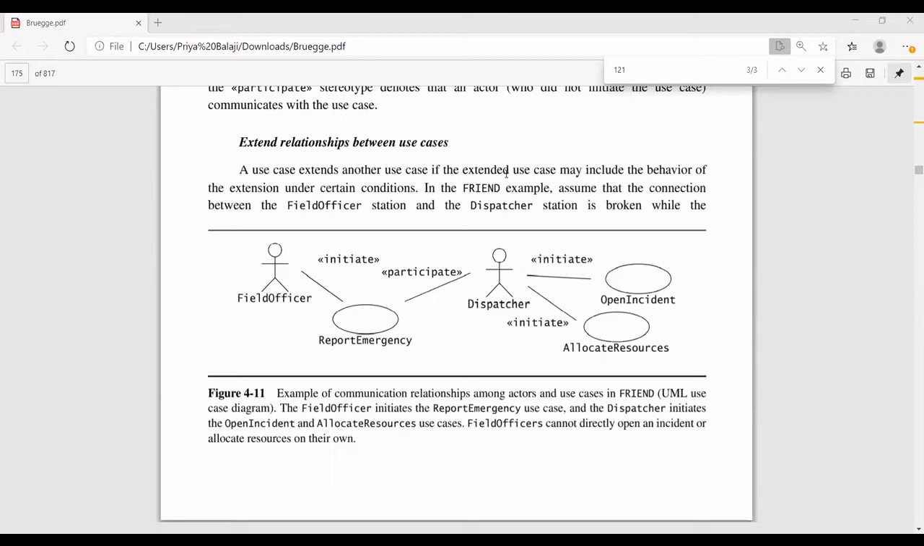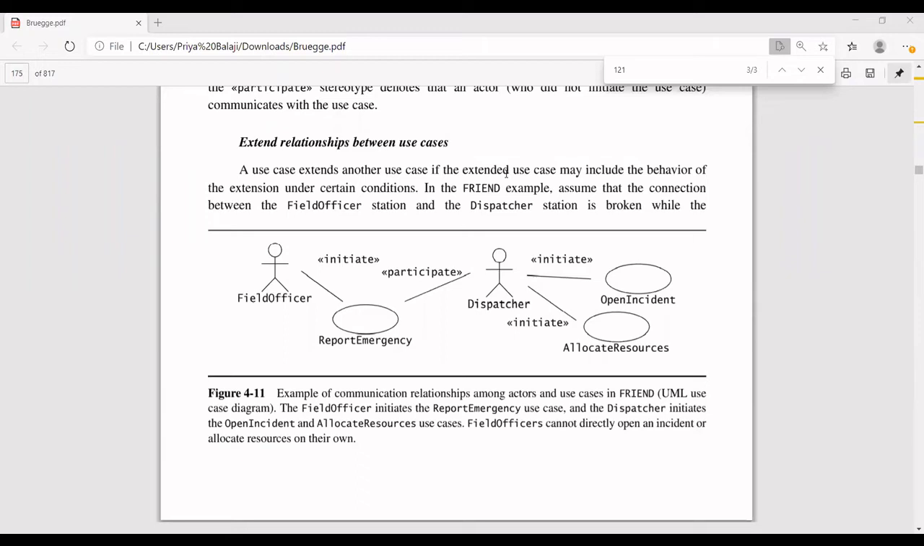So here they have shown another two relationships. One is initiate, another one is participate. Can you see this and tell what might be initiate and participate? Ma'am, the field officer is the one who will ask the dispatcher for service, so he initiates the activity. The participant means whoever comes in between acts as a participant.